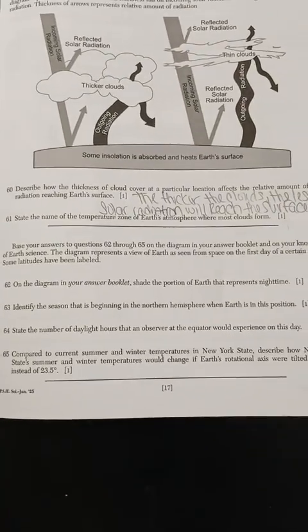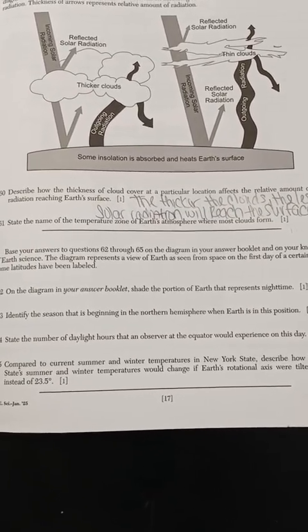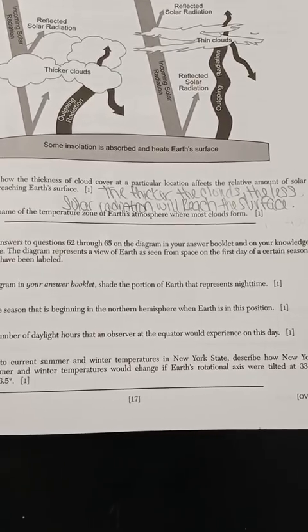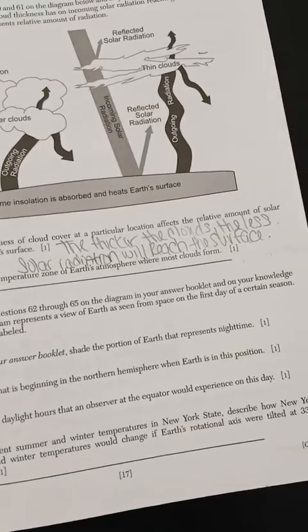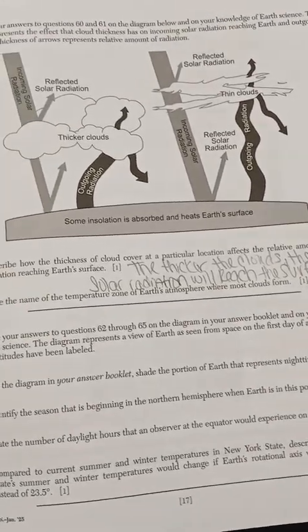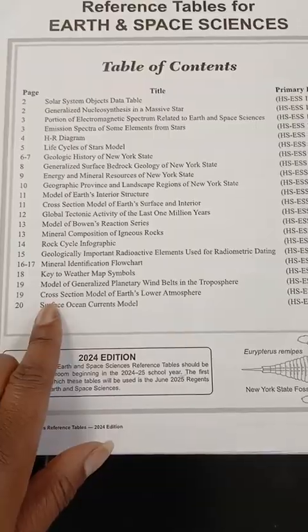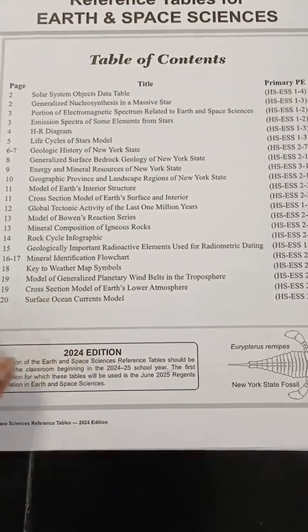All right, so now number 61 reads, state the name of the temperature zone of Earth's atmosphere where most clouds form. So the first thing I read was temperature zone. What is a temperature zone? I'm going to guess where temperatures take place. And then they told me that this is in Earth's atmosphere. So the first thing I'm going to do is look at my Earth science reference table. I'm going to see where the atmosphere is talked about, and we see on page 19 they give us a cross-section model of the Earth's atmosphere. So let's turn to page 19.